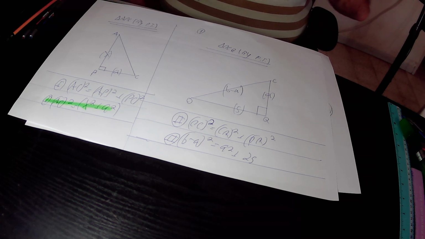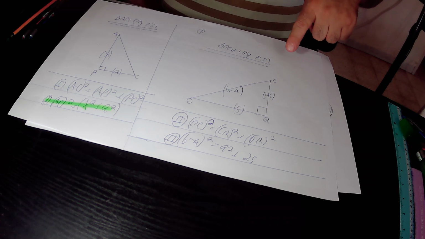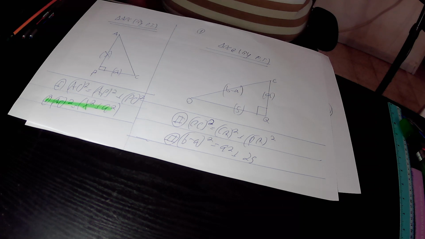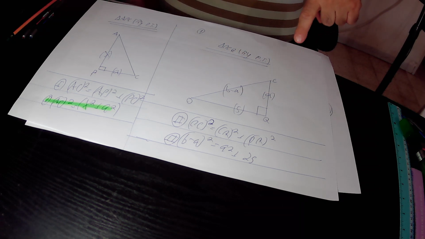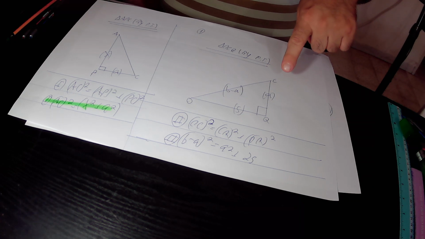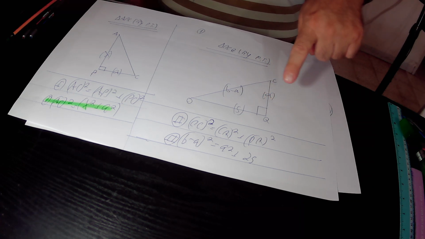According to the Pythagoras theorem, in this right triangle OCQ, OC squared, that is the square of the hypotenuse, equals CQ squared plus QO squared. OC is B minus A, therefore OC squared is (B minus A) squared, and it equals CQ squared. CQ is A, therefore CQ squared is A squared, plus QO squared.